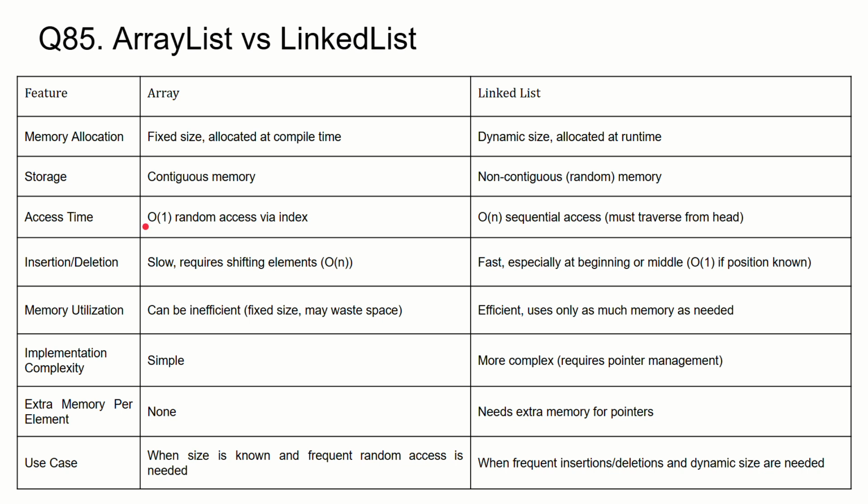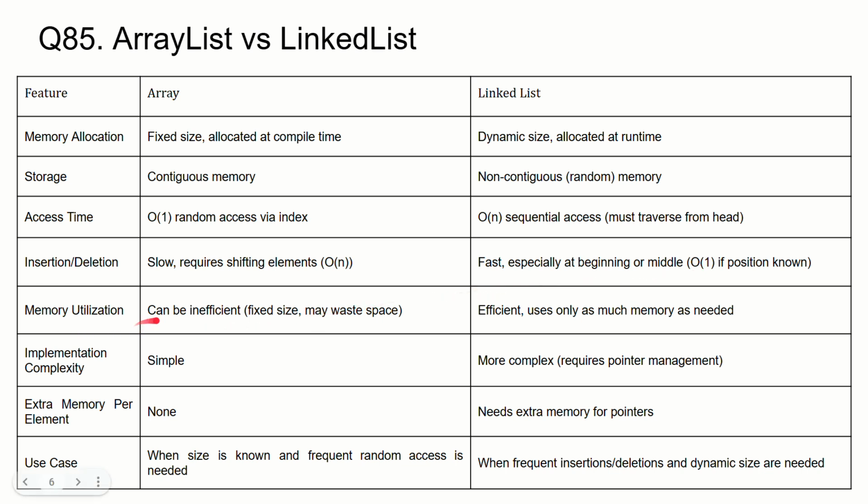Access time: access time is O of 1 because we can directly access it via index. For linked list, we need sequential access and we must traverse from the head, so the time complexity is O of n. Insertion: in array, the insertion is slow because it requires shifting of elements, so the time complexity comes to O of n in terms of insertion or deletion. In linked list, it is fast, especially if the insertion or deletion is happening at the beginning.